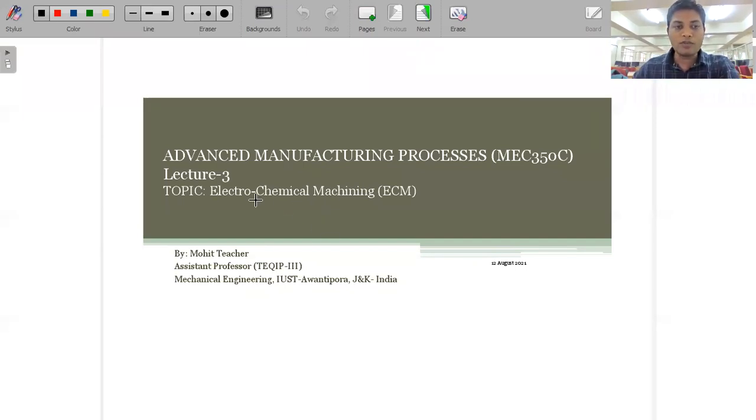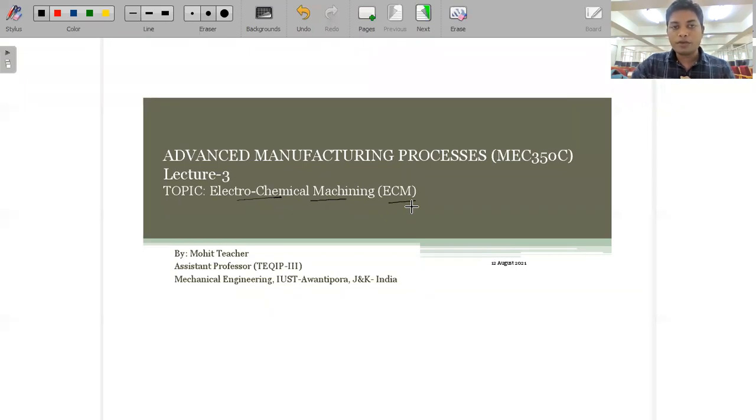Today we are going to discuss the electrochemical machining operations. We also call it ECM. Yesterday we discussed chemical machining, in which a very small amount of material is removed. But today, from ECM onwards, we are starting the actual advanced manufacturing processes, or machining processes we can say.